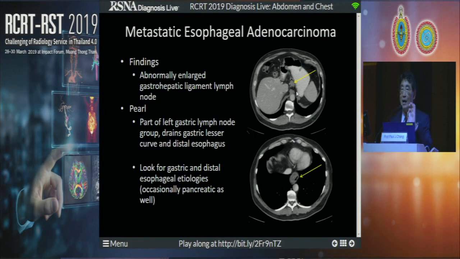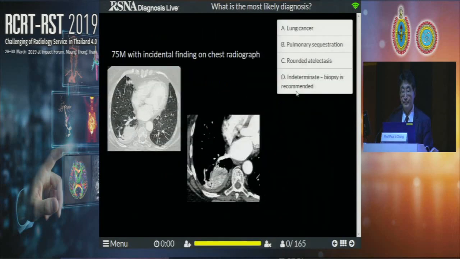So anytime you see a lymph node in the gastrohepatic ligament, no matter what its size, it is abnormal, all right? And the classic cancer when you see that is a distal esophageal lesion. Fair enough? Okay. But the take-home message is not, oh, I got the diagnosis of esophageal carcinoma. The key point is, when you see a lymph node of any size in the gastrohepatic ligament, that is abnormal. Very good.